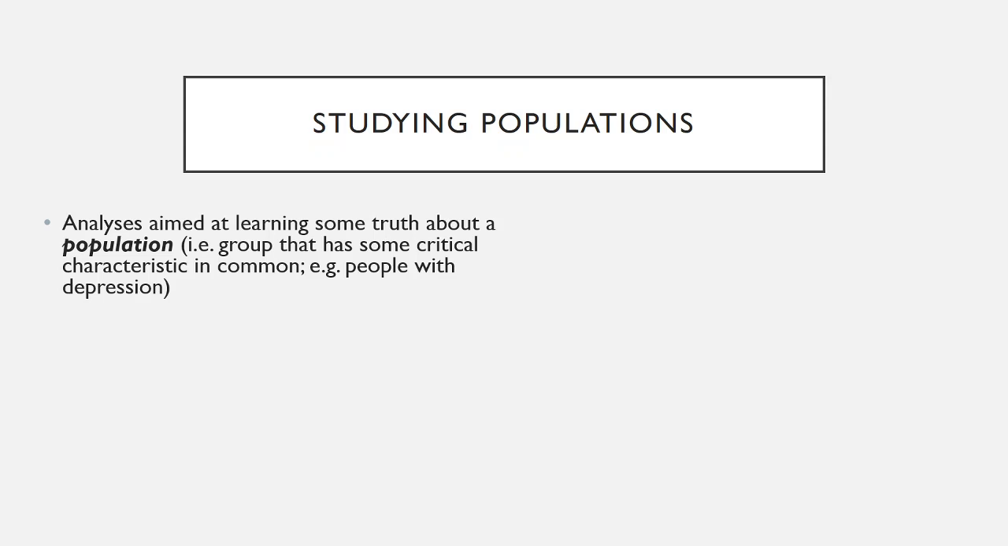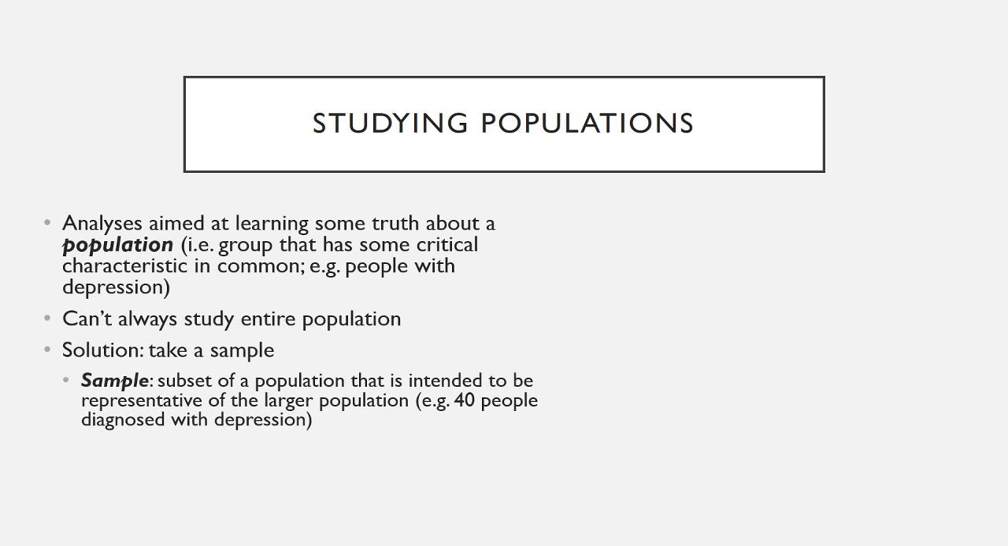The basic idea of going through this whole rigmarole of hypothesis testing is partially because our statistical analyses are typically aimed at learning some truth about a broader population, so some group that has at least one characteristic in common. Typically, we can't study an entire population because there's just too many people in that group to assess. So, the solution that statistics and sampling procedures provide for us is the idea that we can merely test a subset of that population to try and draw these inferences about the population from which that sample was derived.